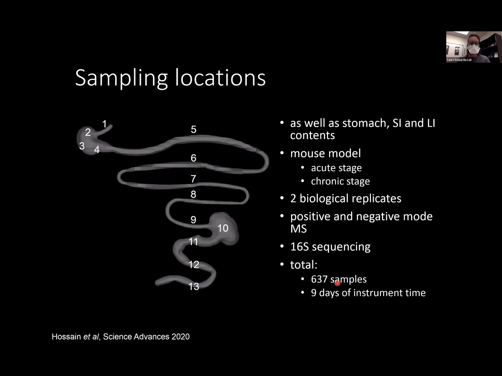And so to answer this, we collected the entire mouse gastrointestinal tract, beginning from the esophagus, 3 segments of the stomach, 5 segments of the small intestine, the cecum, and then 3 segments of the large intestine. And we collected samples both early after infection, 12 days post-infection, and then also in the chronic stage. And we had data from 2 independent infection cohorts. And so overall, this brought us to 637 samples, or 9 days of data acquisition.